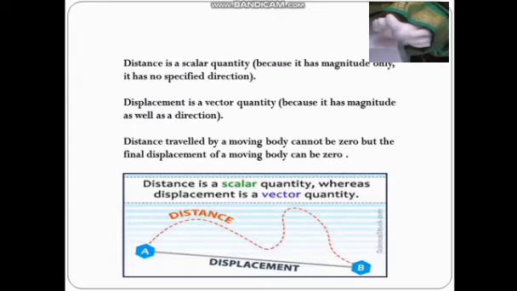It's time to recall vector and scalar quantities. If a quantity possesses only magnitude and no specific direction, then it is said to be a scalar quantity. If a quantity possesses both magnitude and direction, then it is said to be a vector quantity. For example, distance is a scalar quantity, displacement is a vector quantity. And remember, the distance of a body cannot be 0 and the displacement of a body can be 0. Remember these two important aspects.